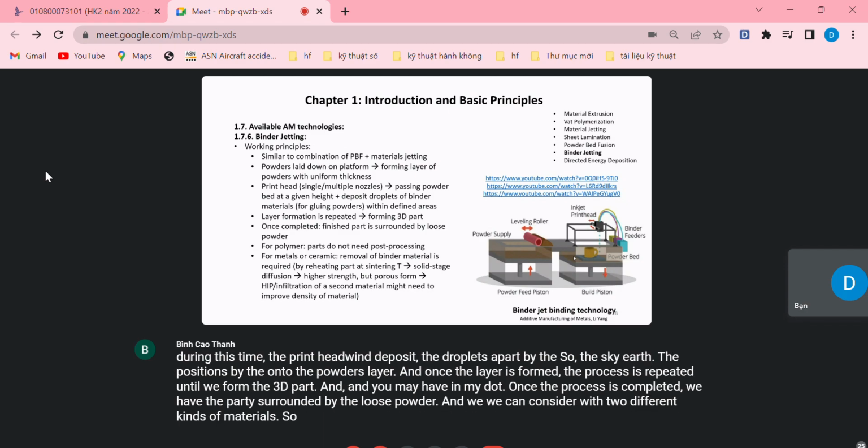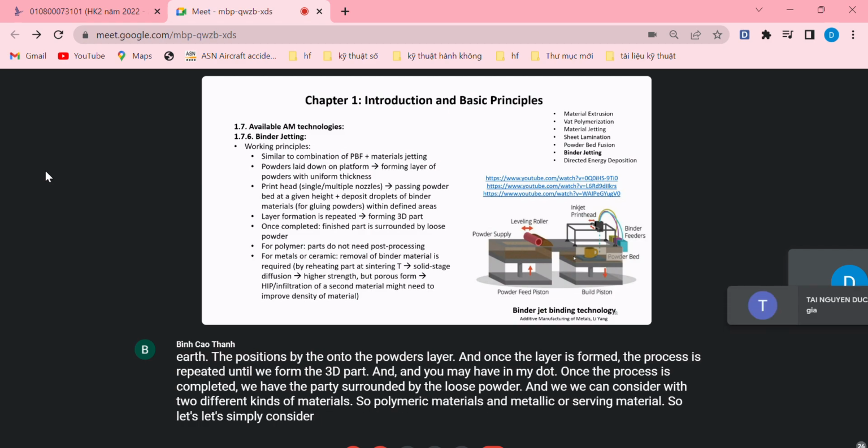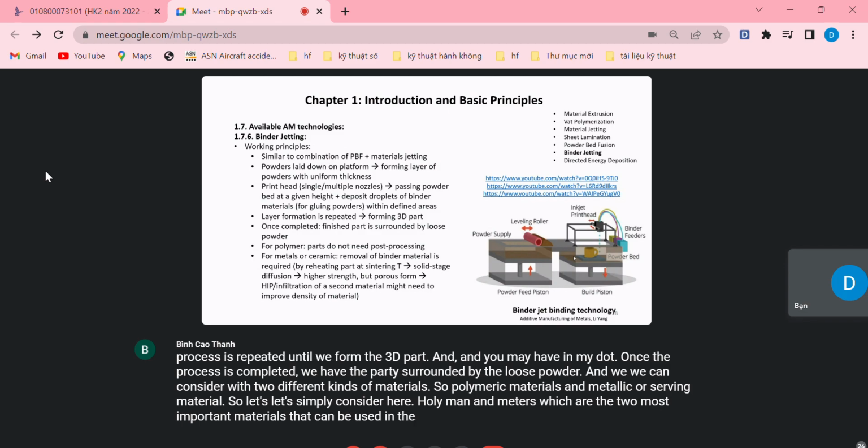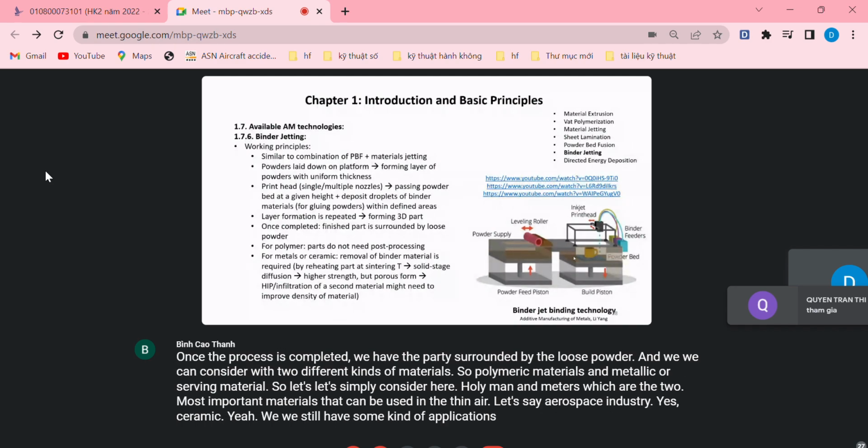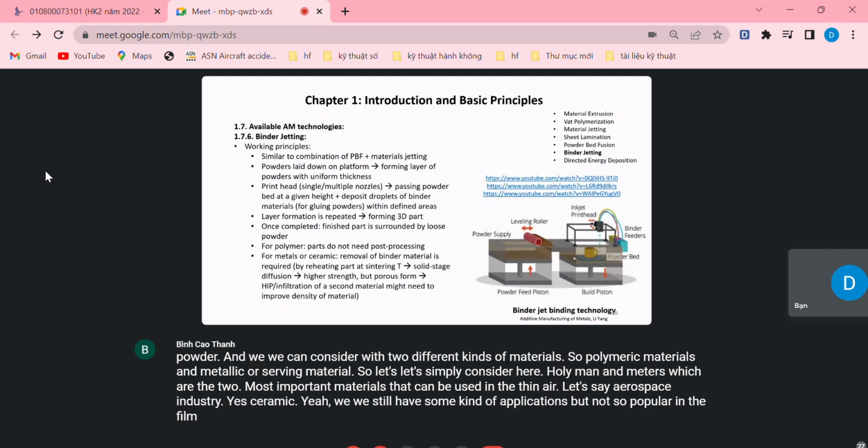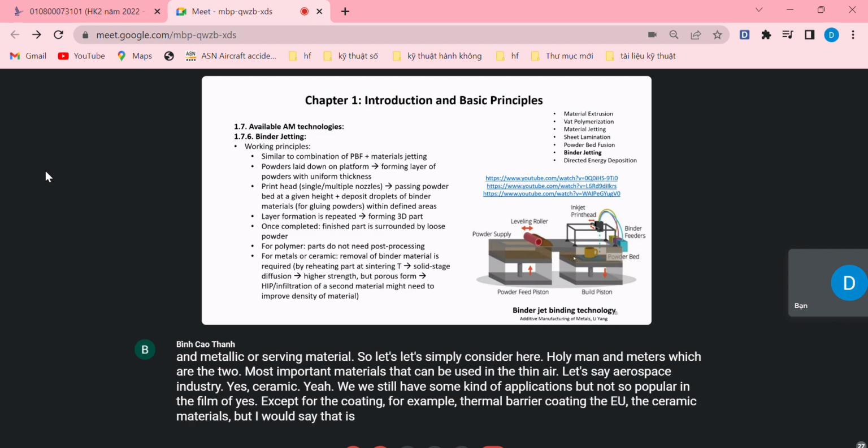Polymeric materials and metallic or ceramic materials. So let's simply consider here polymers and metals, which are the two most important materials that can be used in the field of, let's say, the aerospace industry. Ceramic, yes, we still have some applications, but it is not so popular, except for coatings. For example, thermal barrier coatings use ceramic materials, but I would say that it is not as common as the case of metals or polymers.